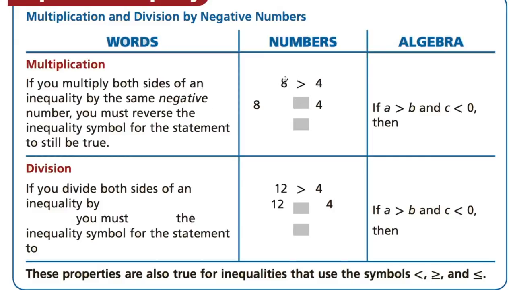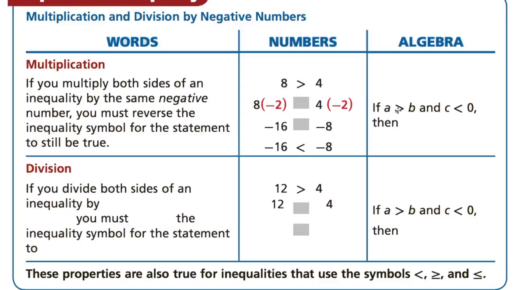So here we have a true statement. 8 is greater than 4. Well, if I go ahead and multiply both sides by -2, I get -16 and -8. Well, -16 is not greater than -8. It is less than. So we need to flip that inequality to keep a true statement.